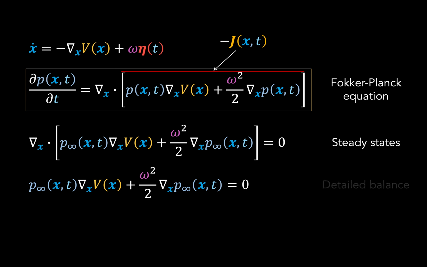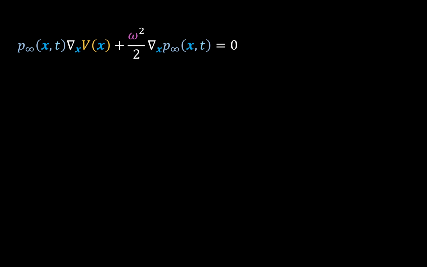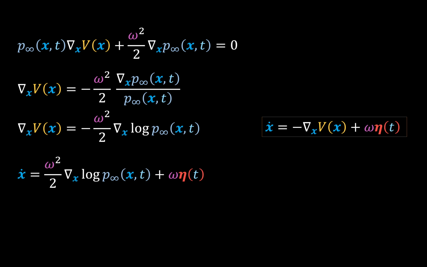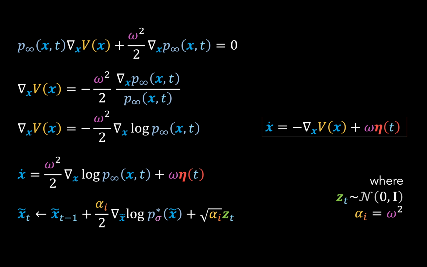This property is called detailed balance, and it applies for Langevin steady states with the additional assumption that as x goes to infinity, the probability flux goes to 0. Now, by manipulating this a bit, we get an expression with the score of p infinity. And now we can plug this into our Langevin equation to get this, which we can recognize as a continuous version of our update rule from before. So we've derived our sampling rule by taking an overdamped Langevin process and finding steady states.